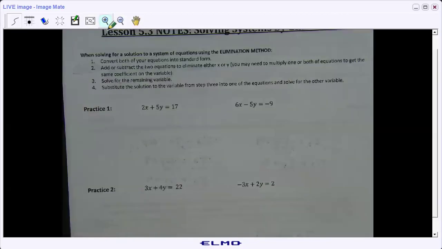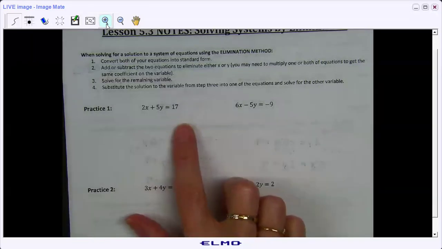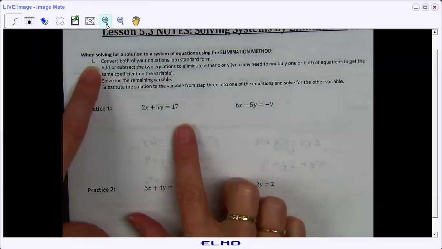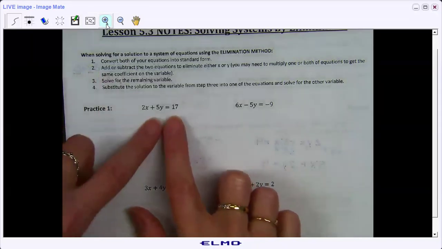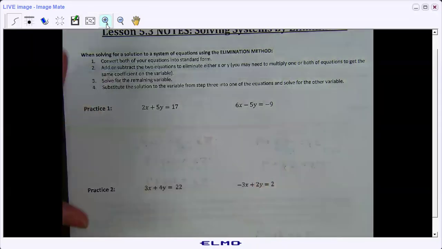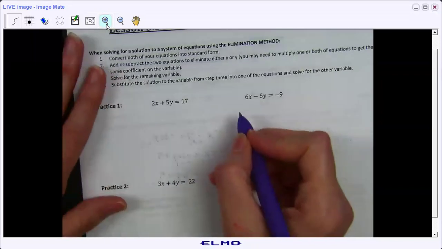So the first step in elimination is always to put it into standard form. And you will notice that both of these are already in standard form. So step 1 is done. Step 2 says to add or subtract the two equations to eliminate either x or y. All right, so in order to do that, we're going to stack them. So let's go ahead and stack these two equations.